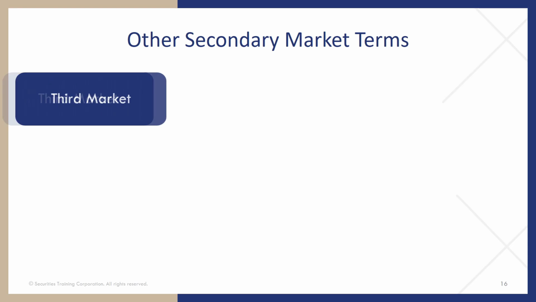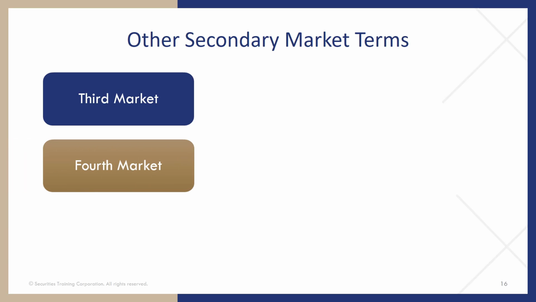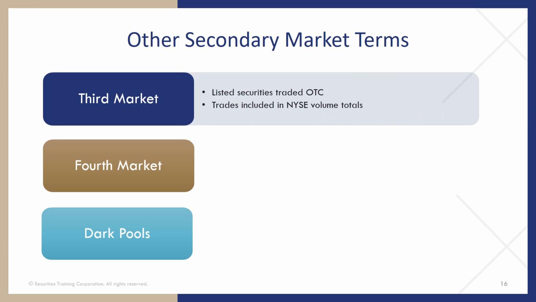The third market. The primary market is new issue. The secondary market is where securities are traded after the primary market. The fourth market, and then we have dark pools. Those are the three terms. Now let's talk about third market, fourth market, and dark pools. Third market. Listed securities traded over the counter. So for example, if IBM or Disney is listed on the New York Stock Exchange, but someone buys and sells that away from the floor of the New York Stock Exchange between other brokerage firms, that's called the third market.